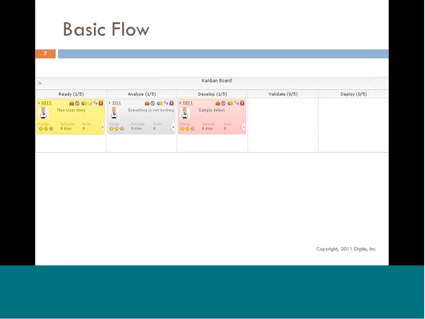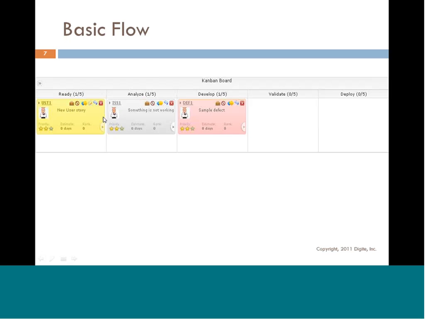So again, we have 4 or 5 different flows here that we've just defined to show you what a flow is. This is a basic Kanban flow where you are taking a work item, say a development work or a defect fixing work. There is a ready queue with a WIP limit of 5. Then it goes into analyze, develop, validate, and deploy. So this is your value stream.